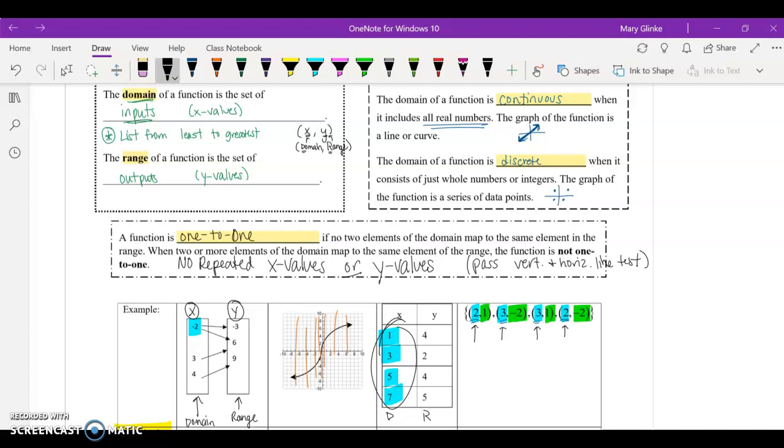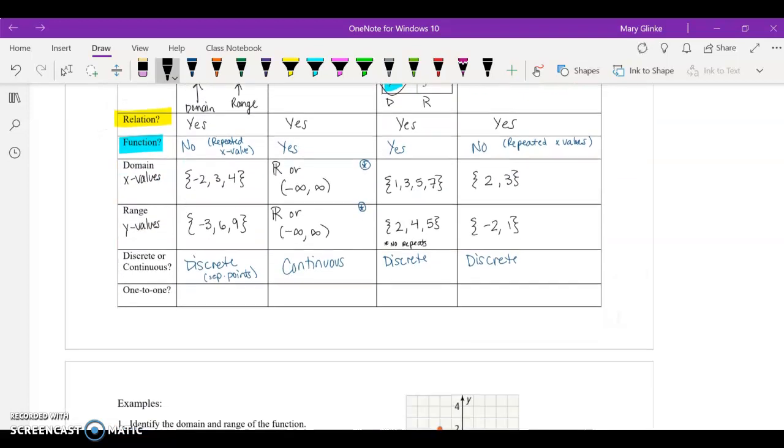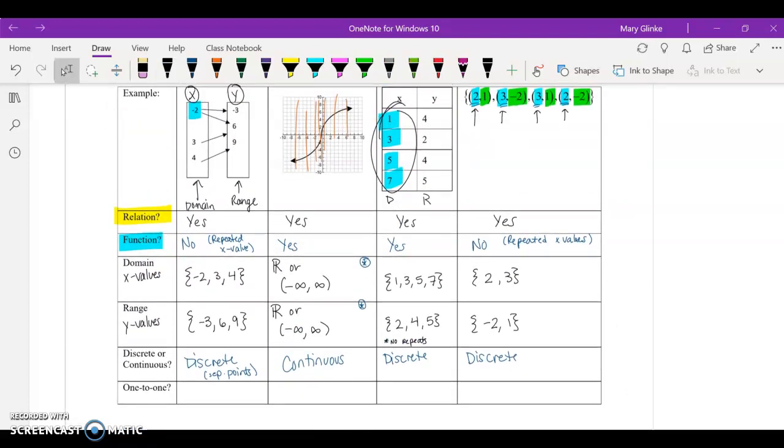It's like one-upping a function. So if it's a function, it has to pass the vertical line test. One-to-ones have to pass both. So looking at the first one, you notice there are repeated x values and repeated y values, so it is not one-to-one. The next one passed the vertical line test, so there were no repeated x values. So if you look at the horizontal line test, it's also going to pass the horizontal line test. So yes, that is one-to-one.